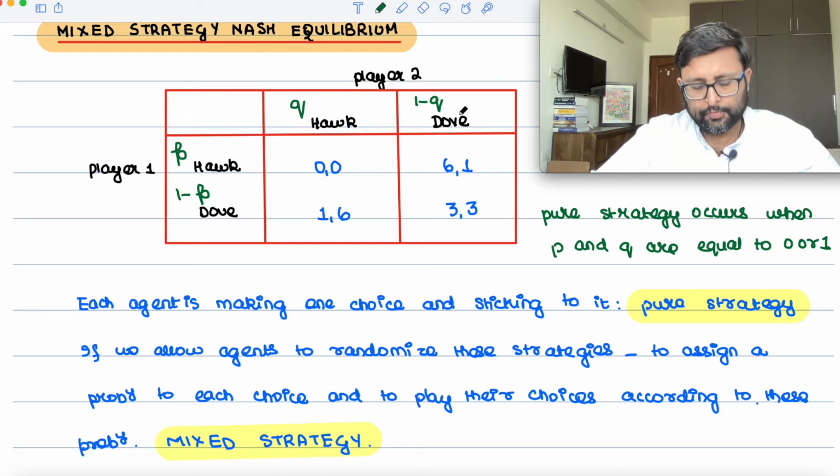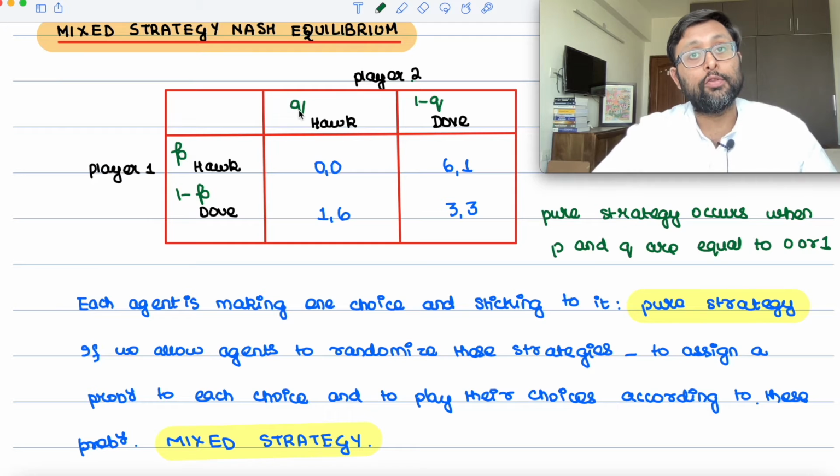Supposing I'm player 1 and you are player 2, right? If I play hawk, I will be getting 0 as the payoff if you also play hawk. Otherwise, if I play hawk, I can get a payoff of 6, depending on whether you played dove. Are you with me? When I play hawk, I can get a payoff of 0 if you play hawk, and you are playing hawk with probability q.